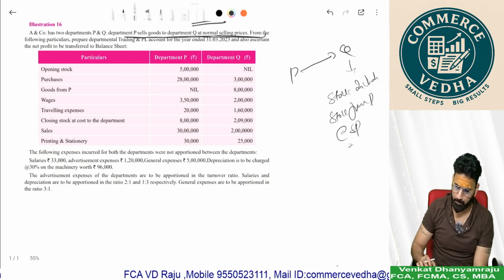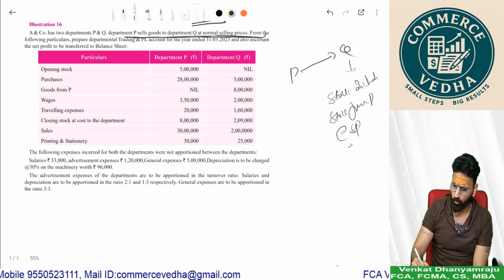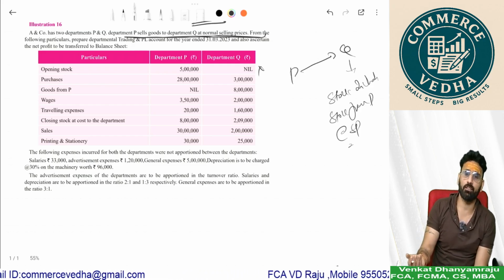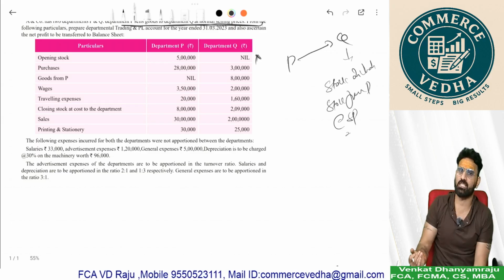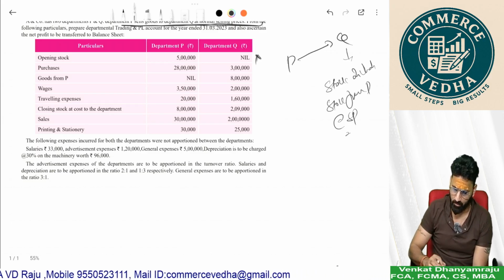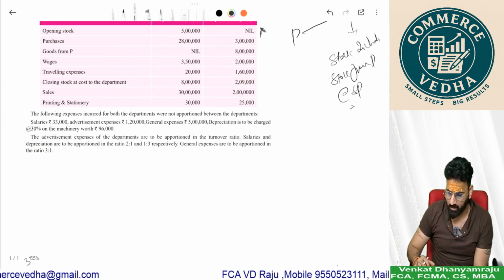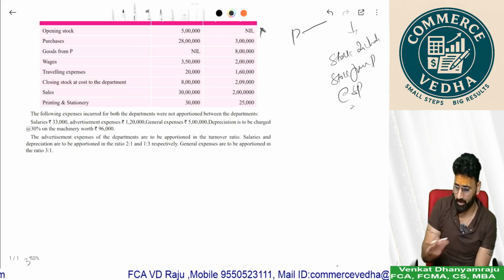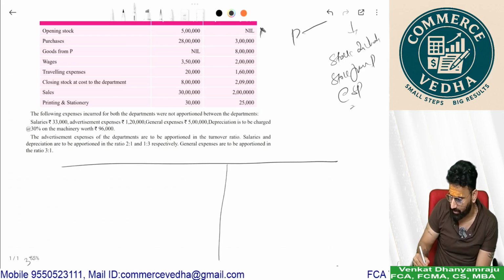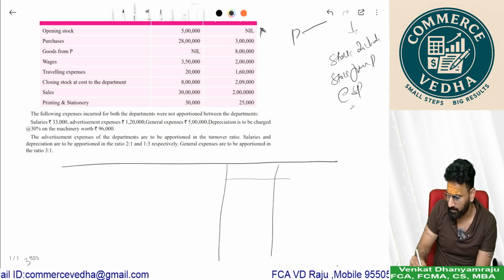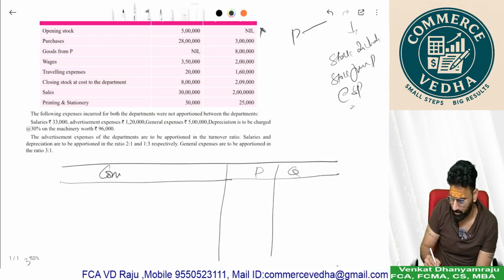Now read the question. It says all the information, opening, closing. There is no opening stock. Very good. No opening stock reserve. Why? Because when there is no opening stock in Q, there is no opening stock reserve. Maybe first year of operations of Q. Then you have all data is given, and the following expenses incurred for both departments were not apportioned. Now we should see the common expenditure. Let us do like the first question. P, Q, this is common expenditure.